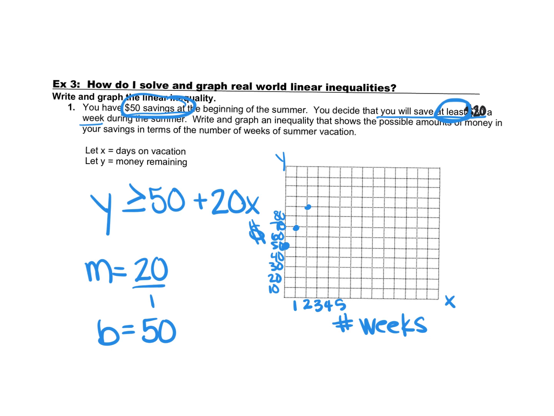All right. And then we have to determine if our line is going to be solid or dashed. Well, it's going to be solid because it's greater than or equal to. And then we're going to shade going up because it's greater than. So any solution that you have that is on the line or above that line is going to be a solution to this inequality.